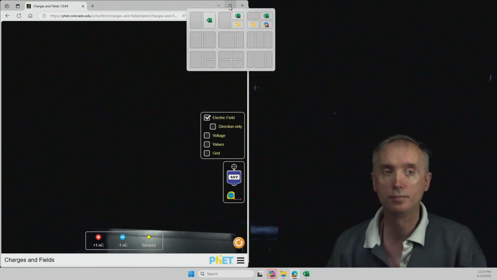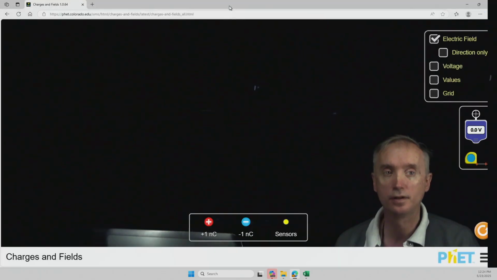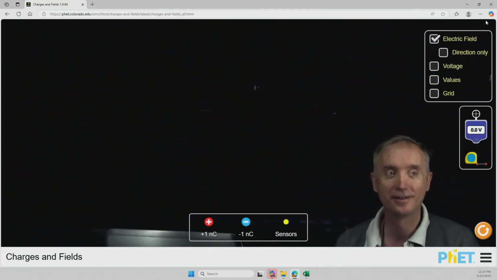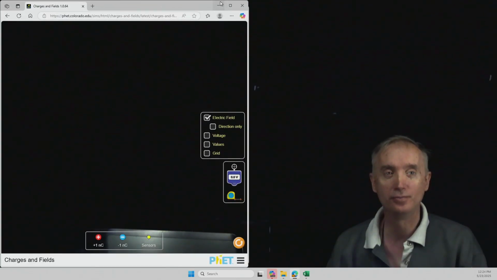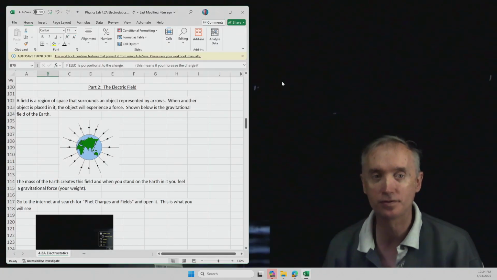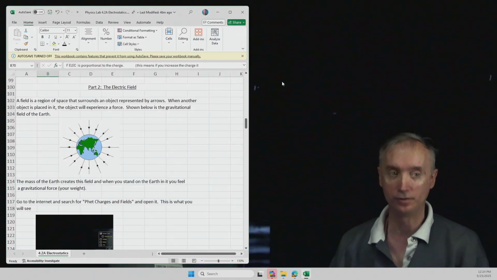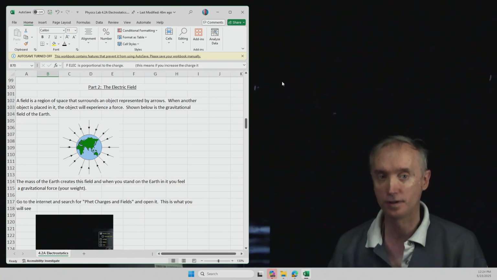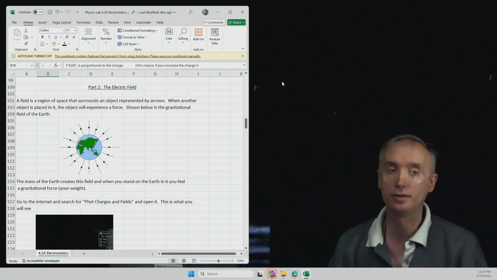So I'm going to minimize this, and now we're going to go back to the lab. So this is part two, the electric field. So what do we mean by an electric field? An electric field is going to be a region of space that is going to surround an object, and then when you put another object into that field, it's going to experience a force.